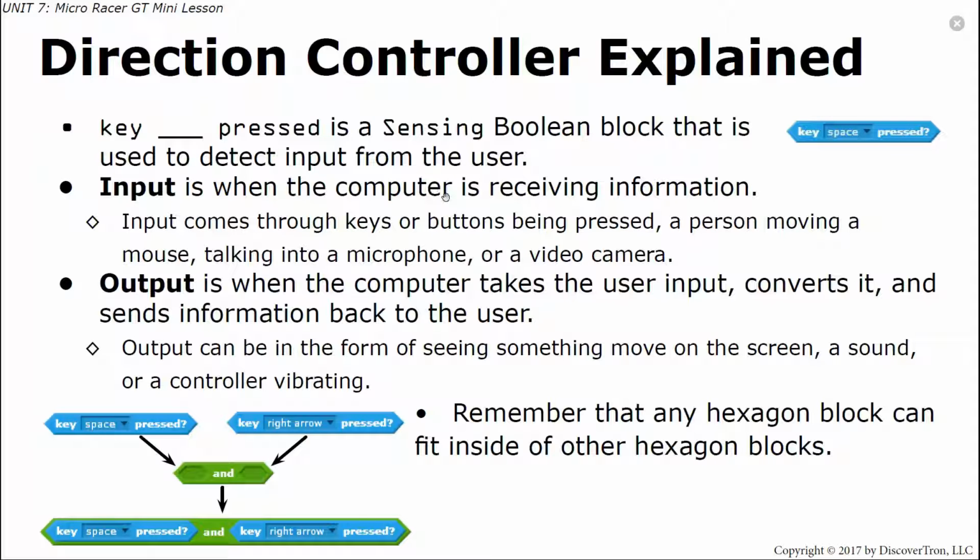Let's go back to the presentation here. So the key press, it's a sensing Boolean block, and you use this to detect user input. Input is information that is being put into the computer from a third party, such as you, the user, or some input could be coming from other computer programs or websites or some sort of peripheral device you plugged into the machine. A lot of science classes use sensors that plug into computers and graphing calculators. So input is information that goes into the computer, such as the audio that you're hearing right now is the output from the input of me talking into a microphone.